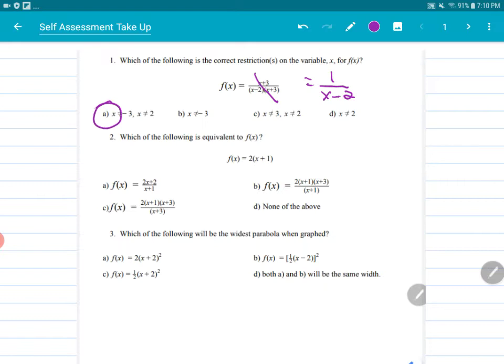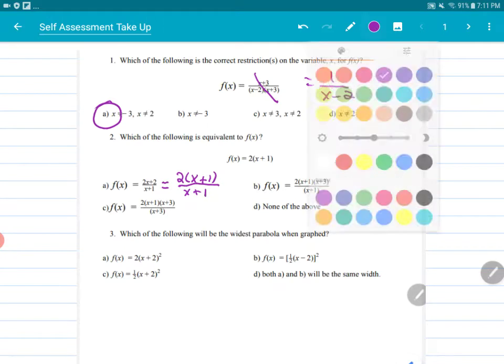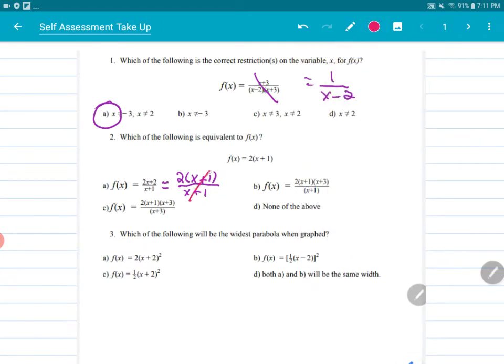For question 2, which of the following is equivalent to f of x? We have f of x equals 2 bracket x plus 1. So let's take a look. In A, we have 2x plus 2 over x plus 1. We could factor out the 2 in the numerator to get 2 bracket x plus 1 over x plus 1. We would see that the x plus 1's cancel out. We're just left with 2, so it's not A.